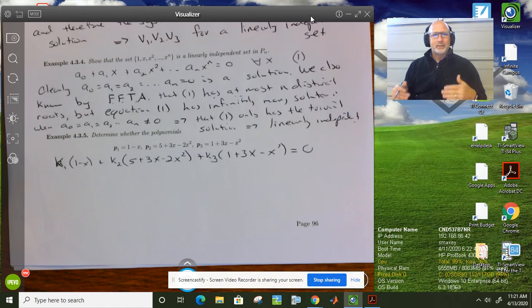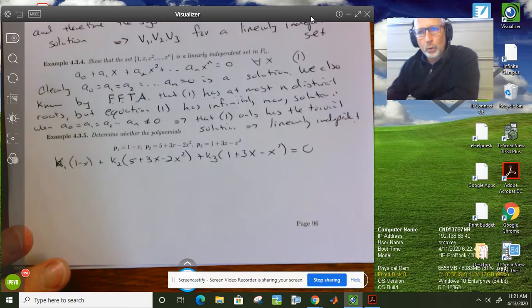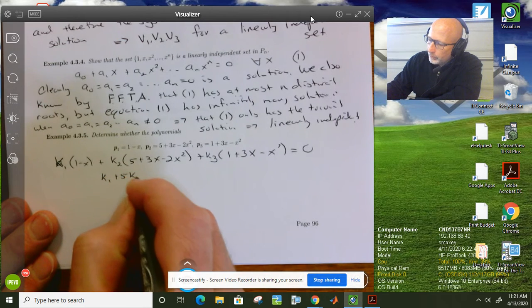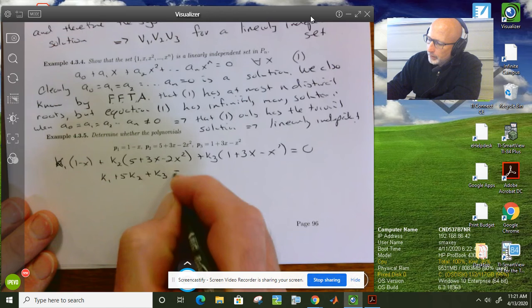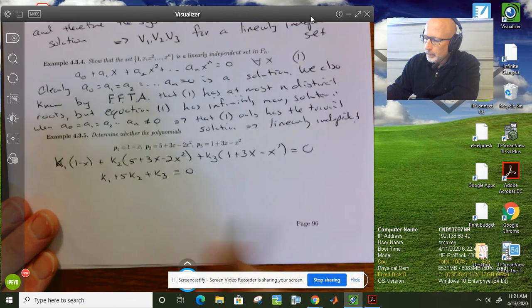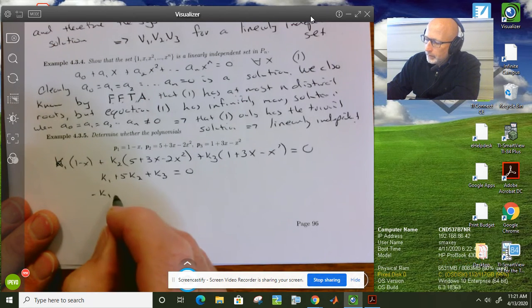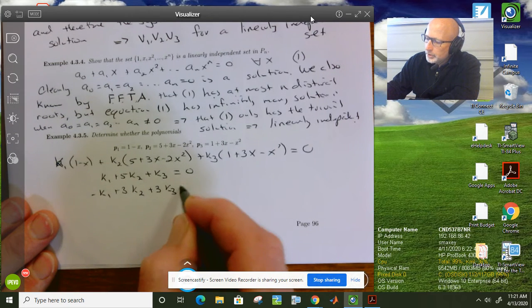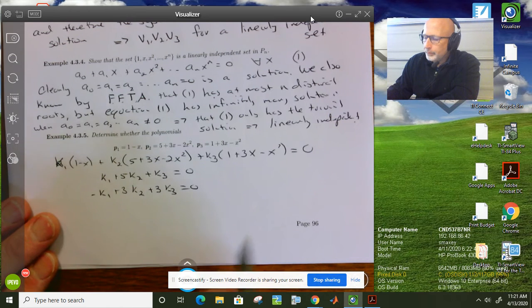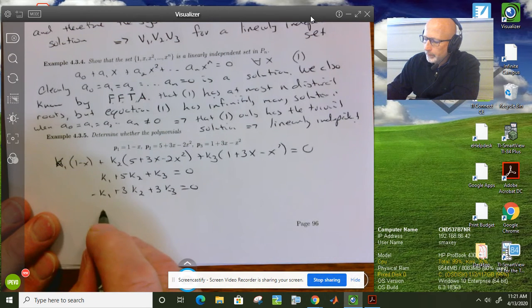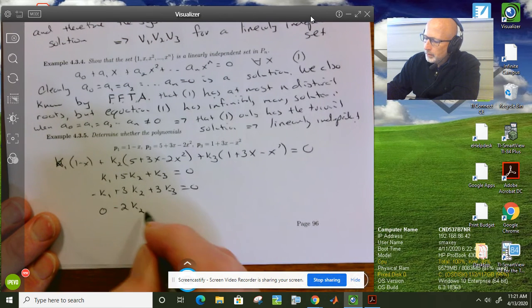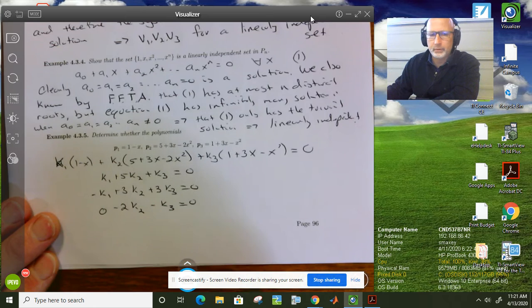I don't really care about the x's. I only want to know whether it's going to make the constants equal to 0. So I'm only going to look at the constants. So I have k1 plus 5k2 plus k3, which should be equal to 0. I also have negative k1 plus 3k2 plus 3k3 should be equal to 0. And then the last one, this is 0 because there's no x squared here, so 0 minus 2k2 minus k3 should be equal to 0 as well.